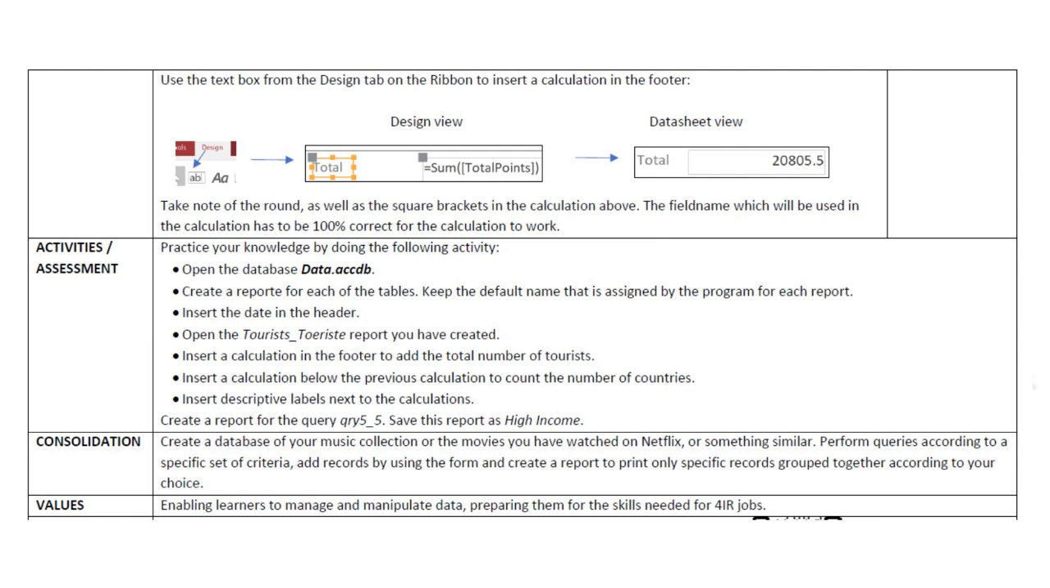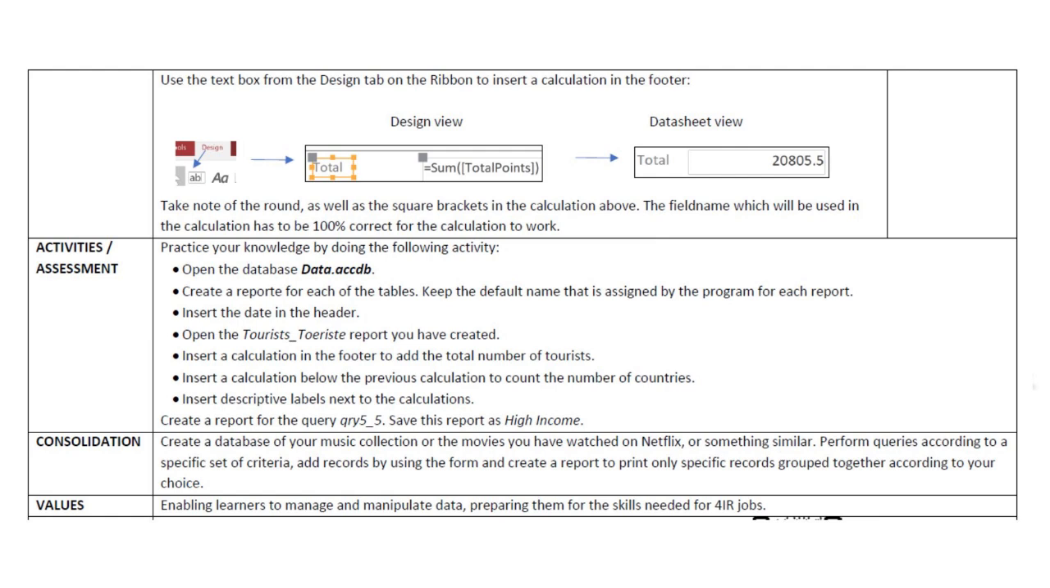Open the tourists_tourist report you have created. Insert a calculation in the footer to add the total number of tourists. Insert a calculation below the previous calculation to count the number of countries. Insert descriptive labels next to the calculations. Create a report for the query QRY5_5. Save this report as high income.